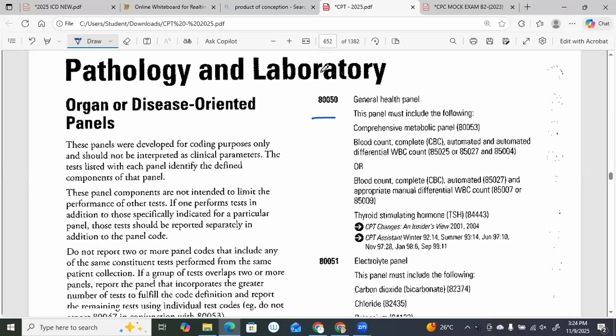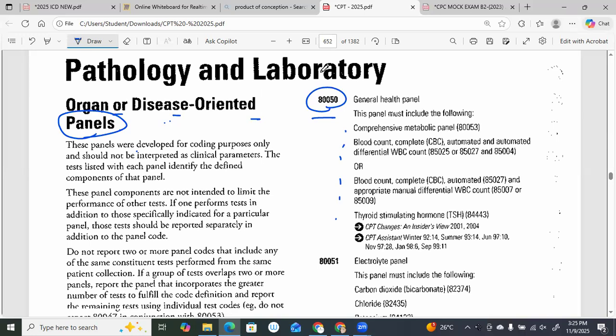The first section is organ or disease oriented panels. Organ and disease oriented panels means, if you go for a body checkup and you have to check the thyroid, there is a thyroid panel in which the pathologist needs to review a few parameters that are covered in the thyroid panel. So we have a few codes for the panels. Panels means a particular panel includes basic tests that need to be included in that panel, then we are going to bill that panel.